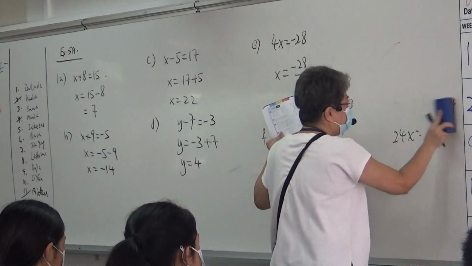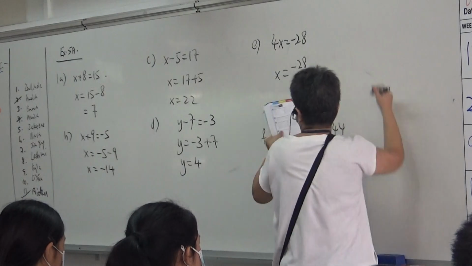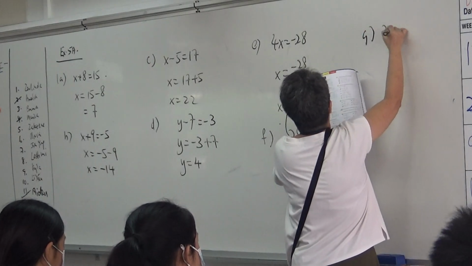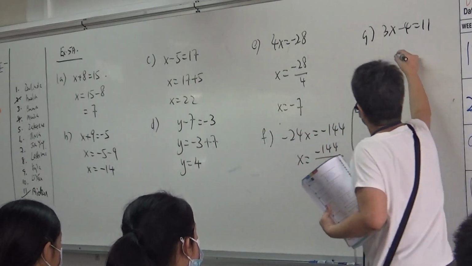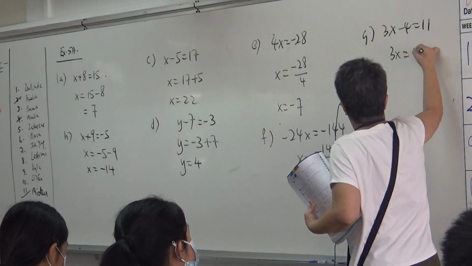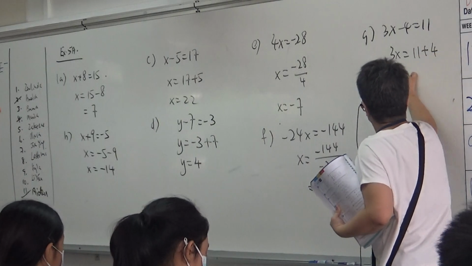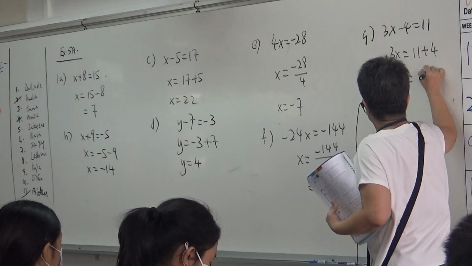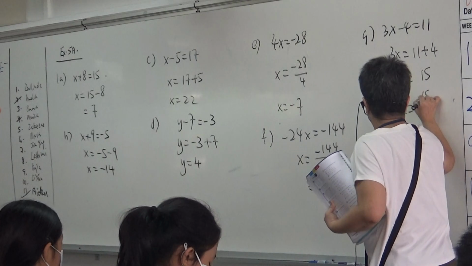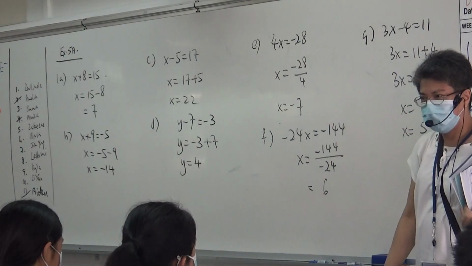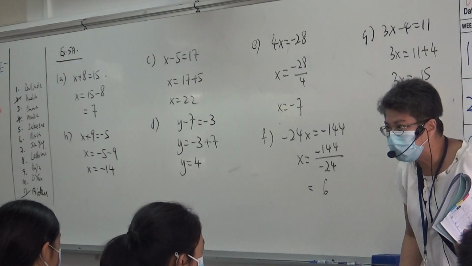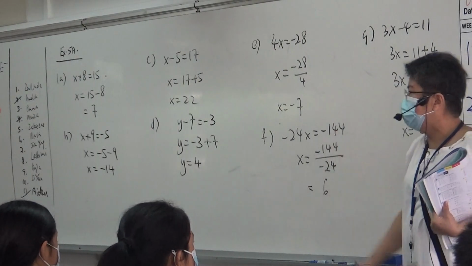Next is your G. 3x minus 4 equals 11. Okay, focus, tell me how do we present? 3x equals 11 plus 4. 3x equals 15. x equals 15 over 3. x equals 5. Can you understand? Can you understand? This is the way you present. Yes, Foster?